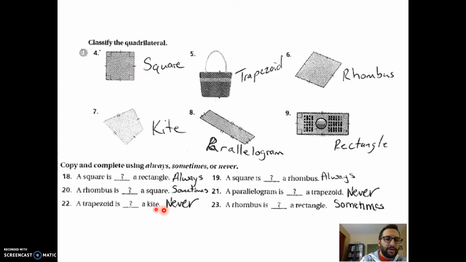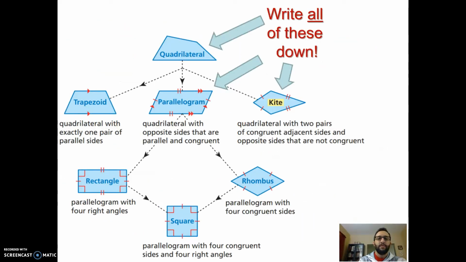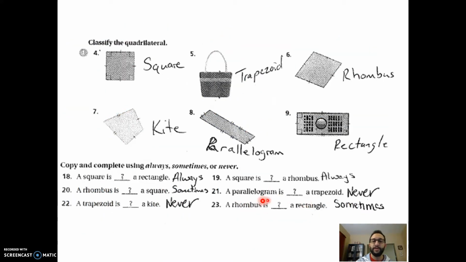The one that tricks a lot of people is that a rhombus is sometimes a rectangle. And the question is why? Well, if we go back to that flowchart, a rhombus is a parallelogram with 4 congruent sides. So when could a rhombus be a rectangle? I want you to answer that question with your partner. If you said when it's a square, you would be correct. So why is a rhombus sometimes a rectangle? If that rhombus has 4 right angles, then it's a rectangle.